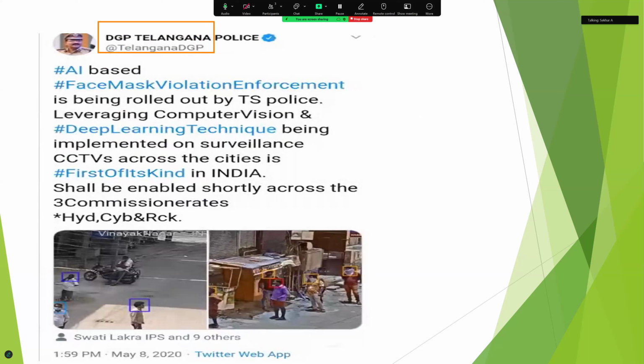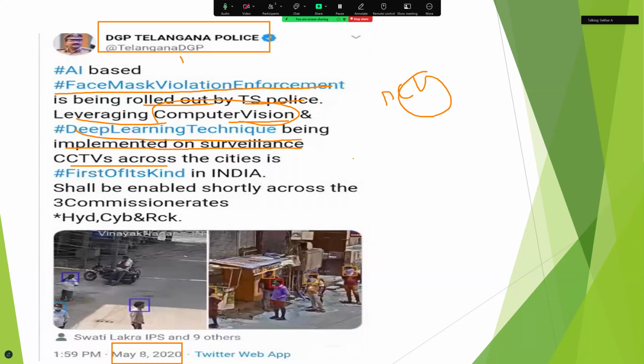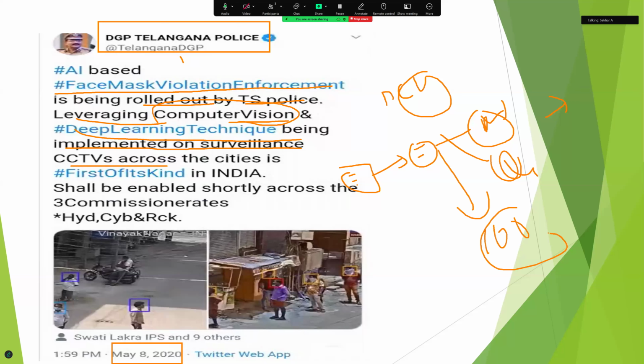In Azure AI especially, there is one feature called computer vision. The Telangana government implemented AI during the COVID period. Face mask violation enforcement was rolled out by TS Police, leveraging computer vision and deep learning techniques in the surveillance of CCTVs. In Hyderabad city we have n number of CCTVs. By using virtual movements, it identifies whether a particular person is wearing a mask or not, and they imposed fines as well at that time. If you were not wearing a mask, they charged 100 rupees.